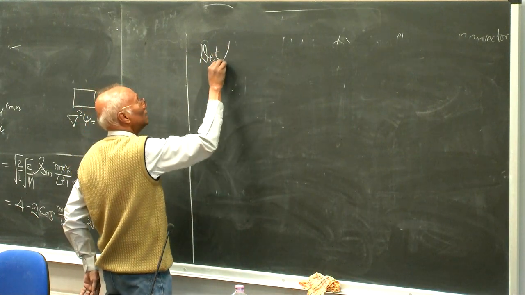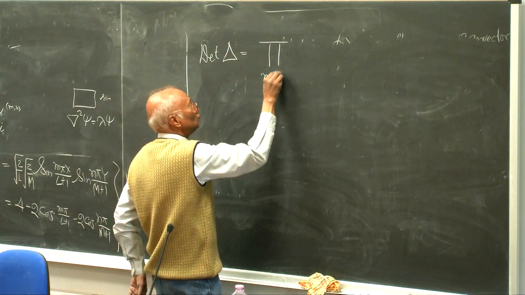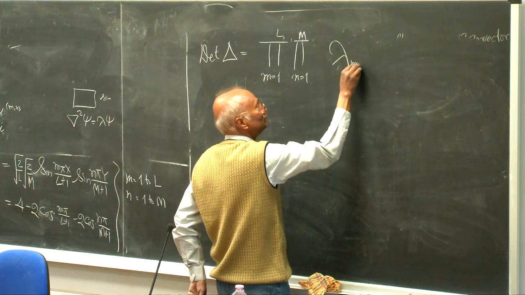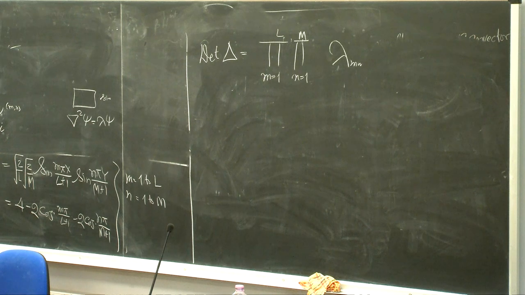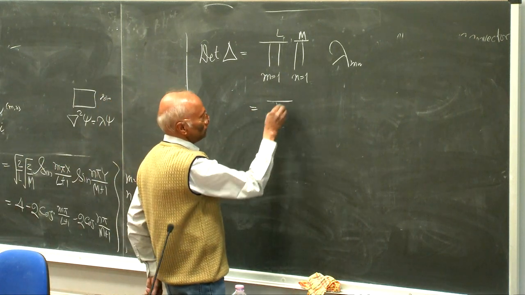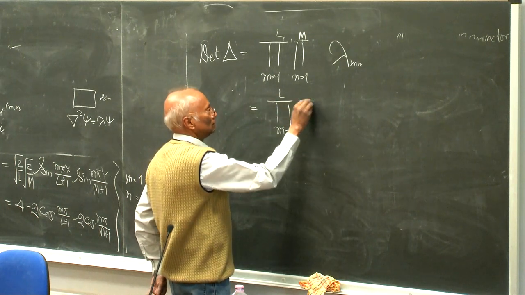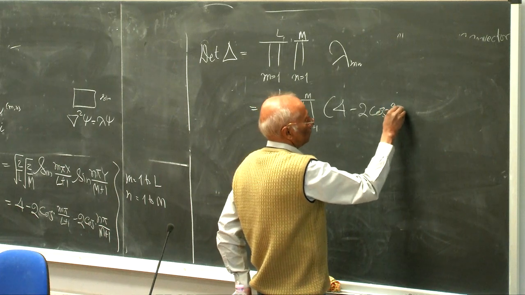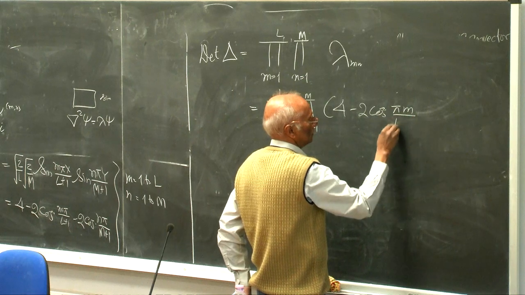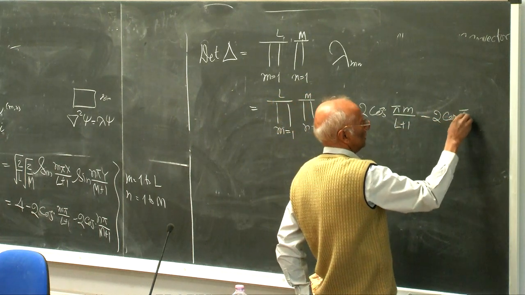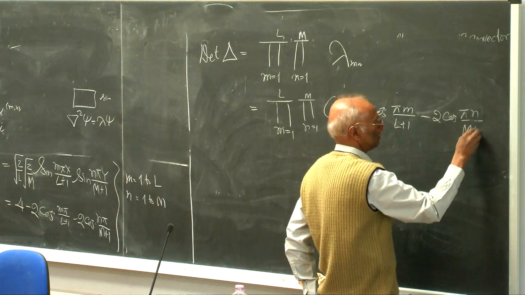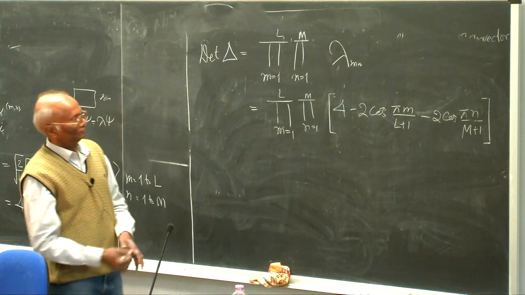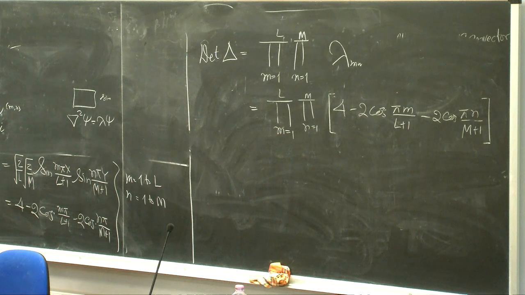And the determinant of delta is equal to the product over m equal to 1 to l, product over n equal to 1 to m, of lambda_mn. Which is equal to, just writing in gory detail, 4 minus 2 cosine(pi m over l plus 1) minus 2 cosine(pi n over m plus 1). Same kinds of brackets. So this is an explicit formula for the determinant of delta.